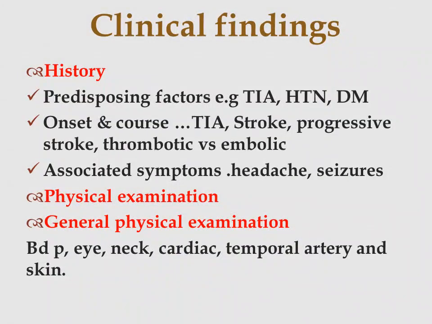Clinical findings. History: you should look for the predisposing factors. When you face a patient with focal neurological deficit, the first thing you ask about is a previous TIA, and whether the patient has hypertension and diabetes, and other predisposing factors, of course, like heart problems, blood vessel problems, or hematological disorders. Onset and course: TIA, stroke, progressive stroke, thromboembolic, embolic.